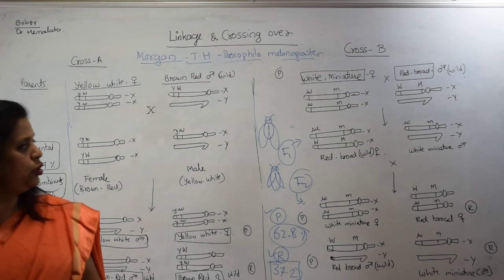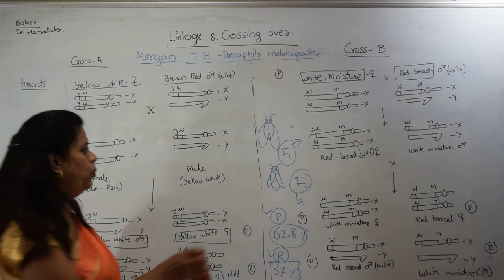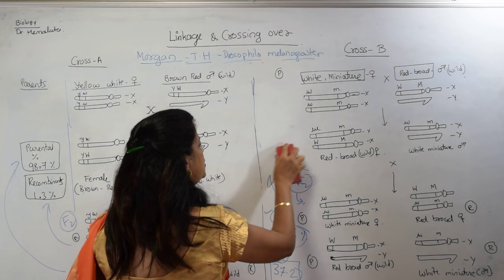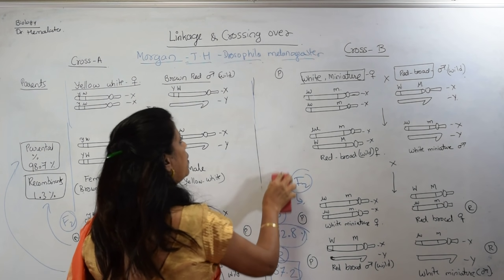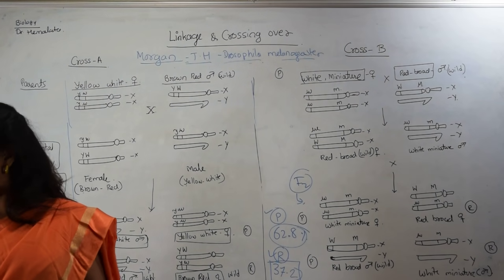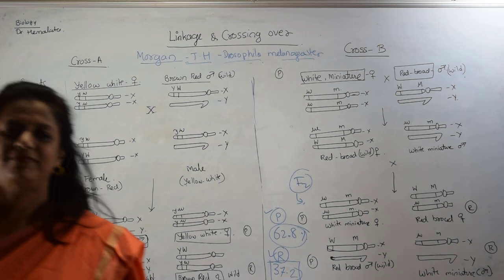Fine. So I want you to take this down also. Take down the combinations. First cross and second cross. Cross A, cross B, both.